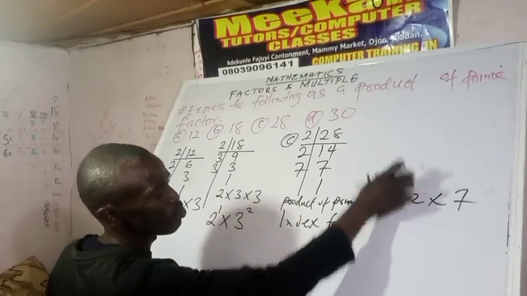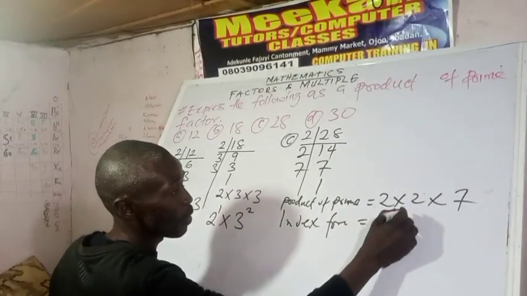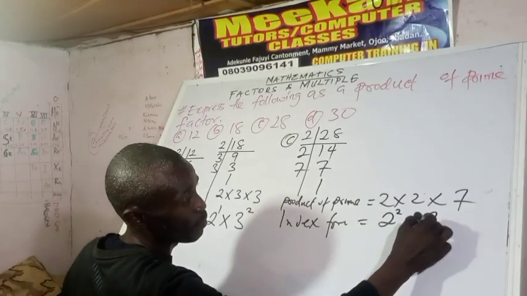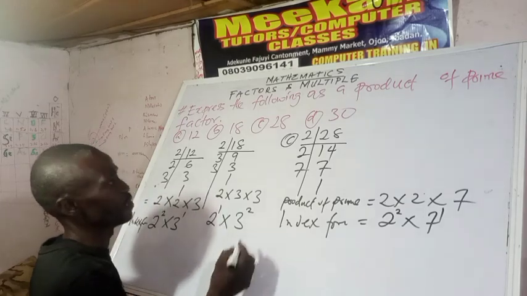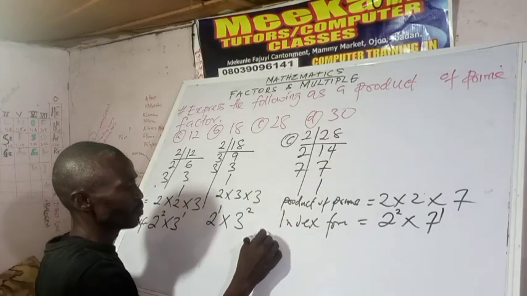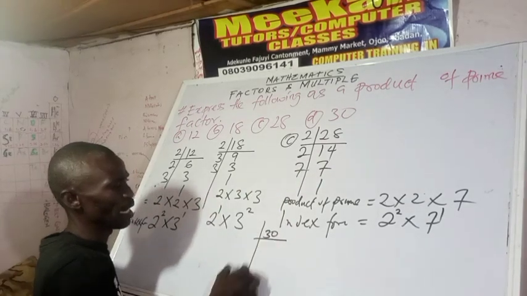2 carry raised to power 2. How many 7 here? You have 7 raised to power 1. Now, the last question here is 30, which I think you can try at home.